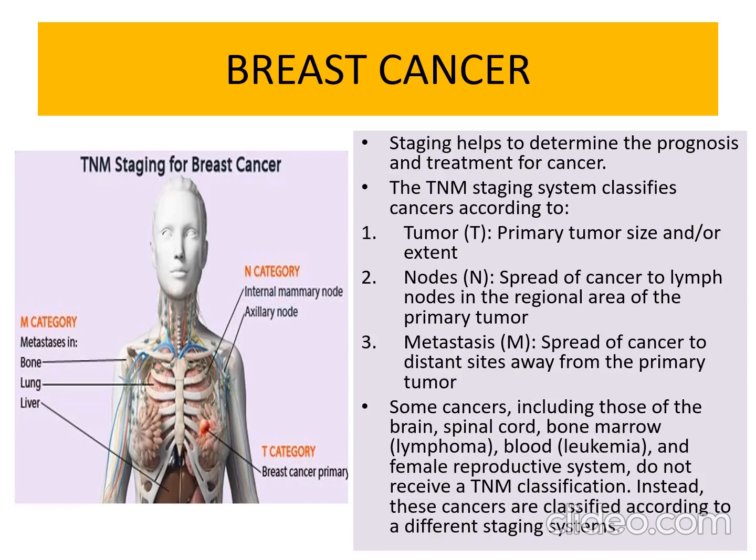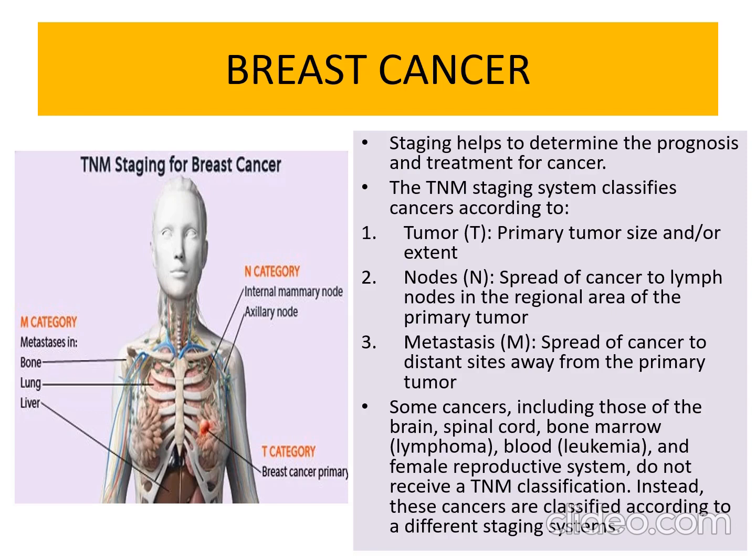Staging of the cancer helps to determine the prognosis and treatment of the cancer. TNM staging system is normally used. T is tumor, primary tumor size. N is node, spread of cancer to lymph nodes in the regional areas of the primary, near the primary tumor. M is metastasis, spread of cancer to distant sites away from the primary tumor. So depending upon T and M staging, we can find out which type of stage is there for the cancer.